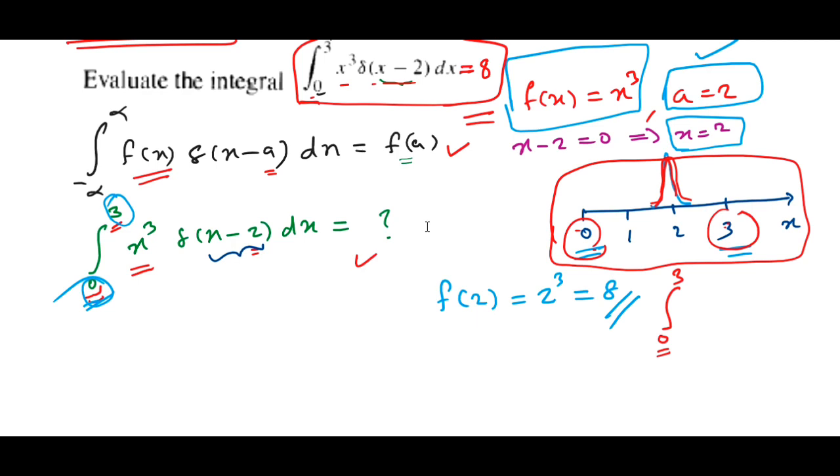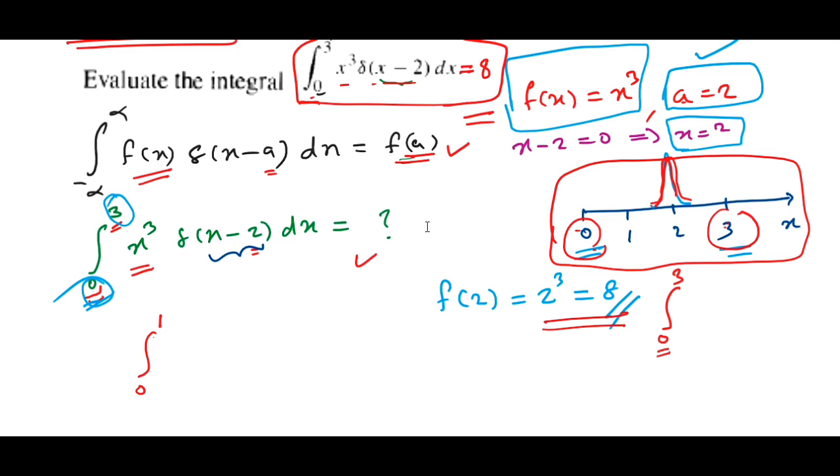You just substitute the value of a in the given function f of a. Here the value of a is equal to 2. Then you will arrive at the final answer, that is 2 cube, which means 8.